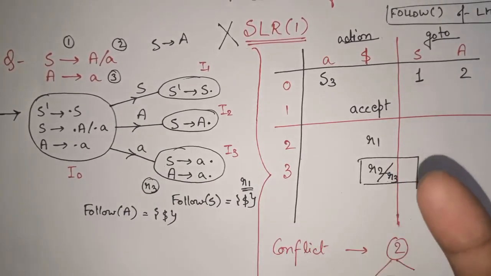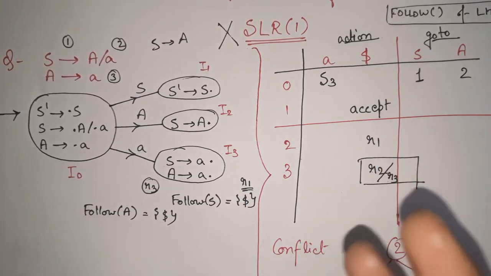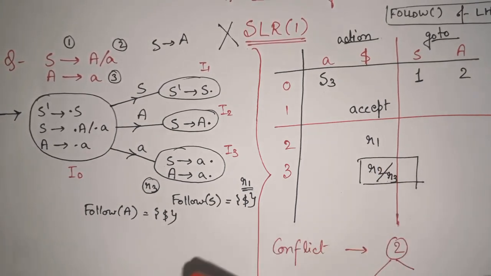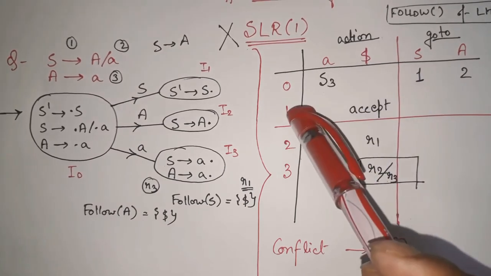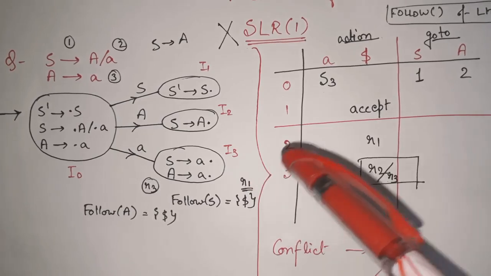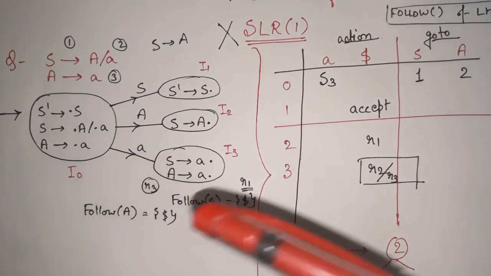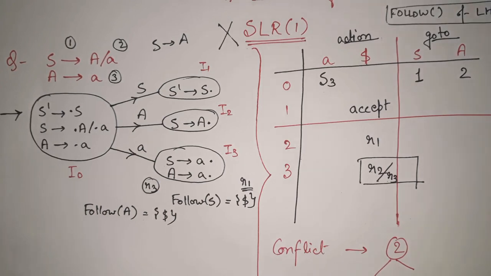Now in the next video, just for your practice, I will take a couple more examples, and for the same grammar we will determine whether it is LR0 or not, SLR1 or not, and LL1 or not. We will see all three conditions and all three parsing tables for the same grammar, so that you get a clear idea.